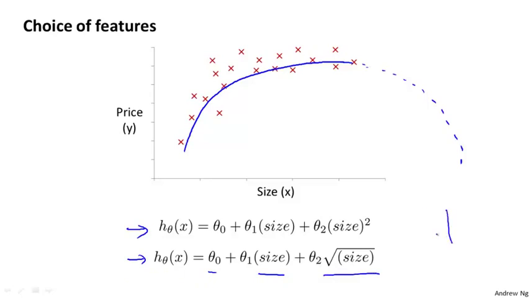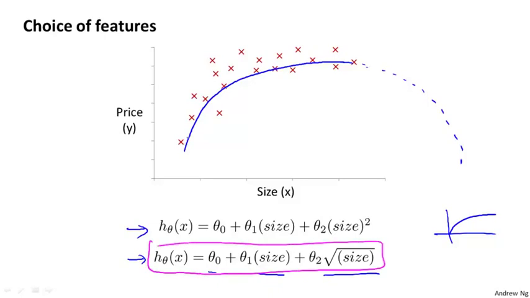So the square root function is this sort of function, and maybe there will be some value of theta 1, theta 2, theta 3 that will let you take this model and fit a curve that goes up but sort of flattens out a bit and doesn't ever come back down. And so by having insight into the shape of the square root function, and into the shape of the data, by choosing different features, you can sometimes get better models.